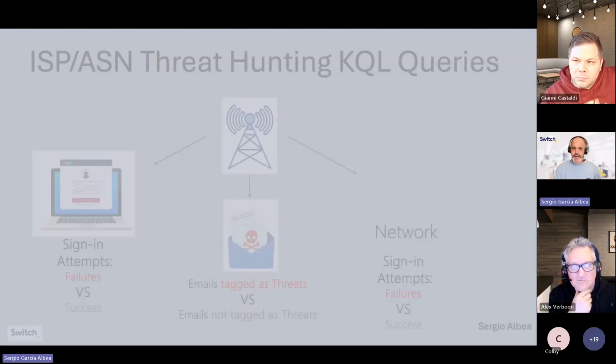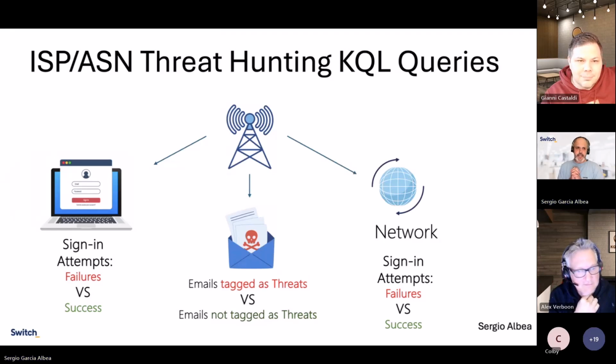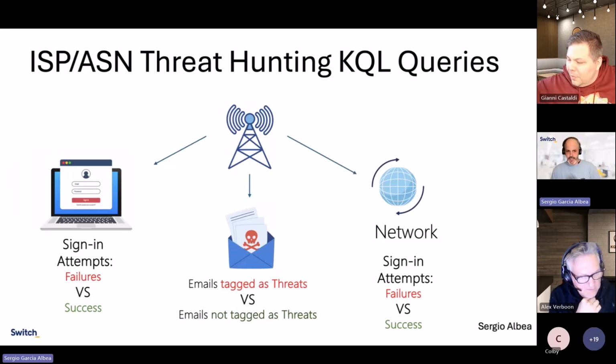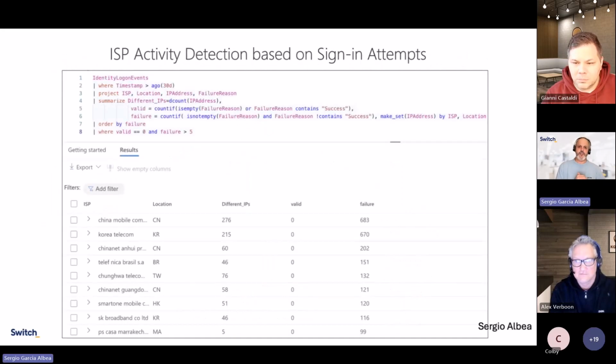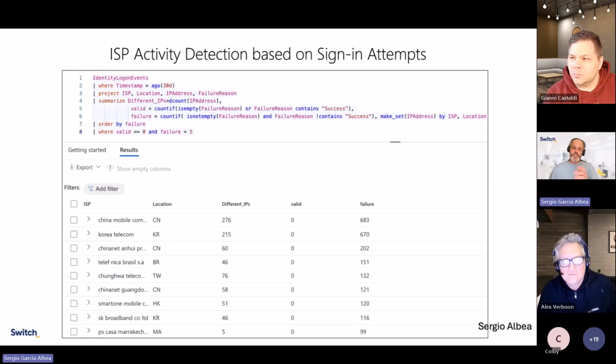And let's go with the KQL queries. For that, I will show you 3 types of scenarios. Sign-in attempts, failures versus successes; emails tagged as threats and emails not tagged as threats; and finally network, yeah, there is a gap. Connection attempts versus connections, connection success versus connection not success. So first one, and as I said before, I will share these KQL queries with Alex. This one is using the default ISP field that you have with the identity logon event tables in Defender XDR or in the email events.